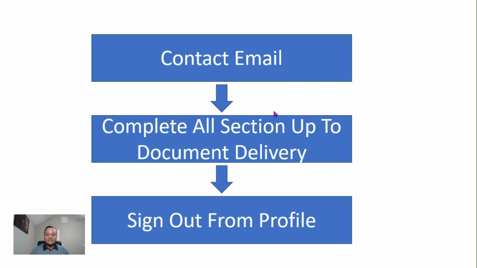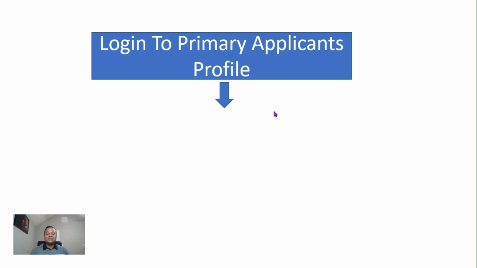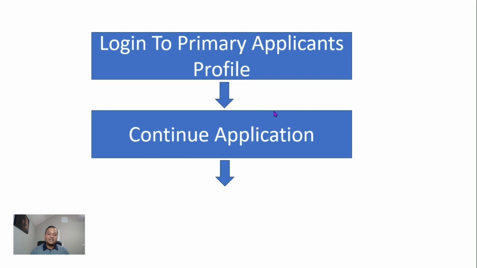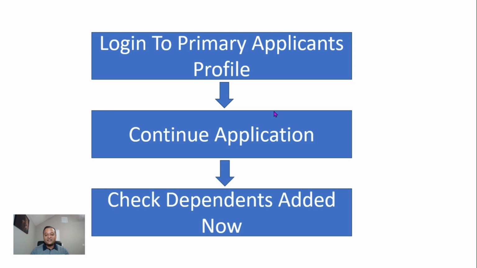Once you do that, sign out from the dependents profile, then log back into the primary applicant's profile, and click on the continue application button. Then check the dependents. Now you should see the dependents added, or if there was anything missing with the dependents, it should populate all those values. At this point in time, your dependents should be correct.